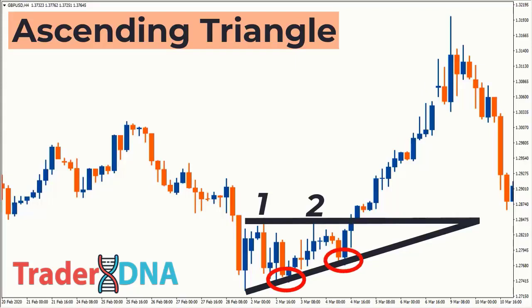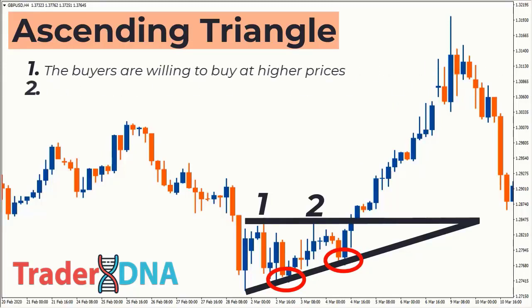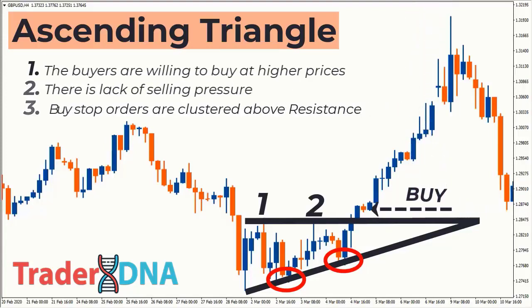This is a sign of strength for three possible reasons. First, the buyers are willing to buy at higher prices. Second, there is lack of selling pressure. Third, buy stop orders are clustered above resistance.